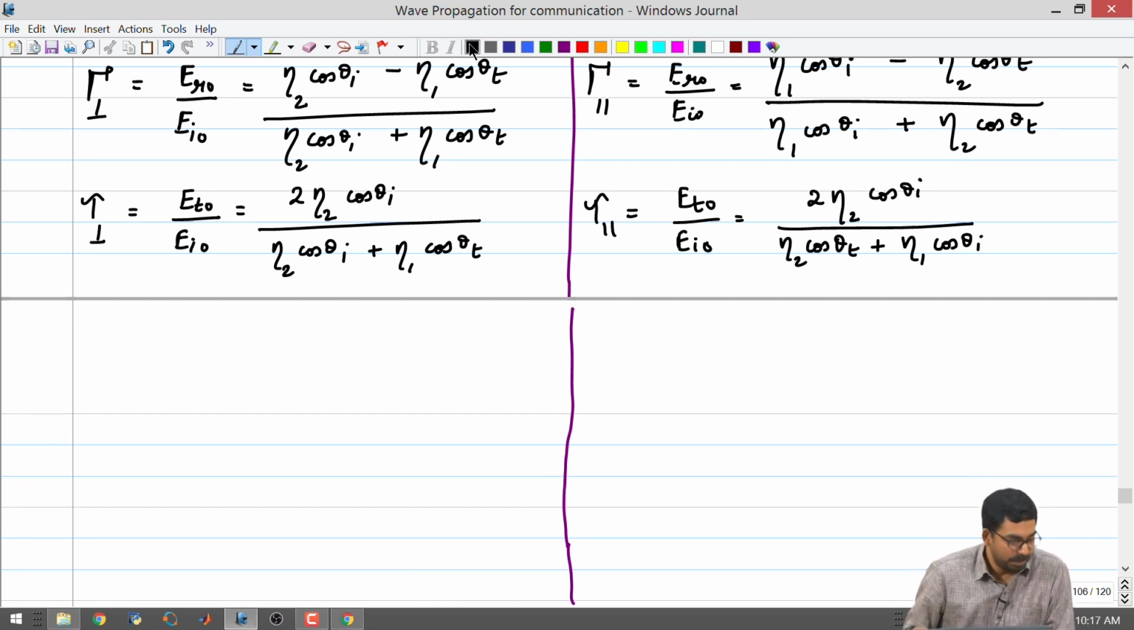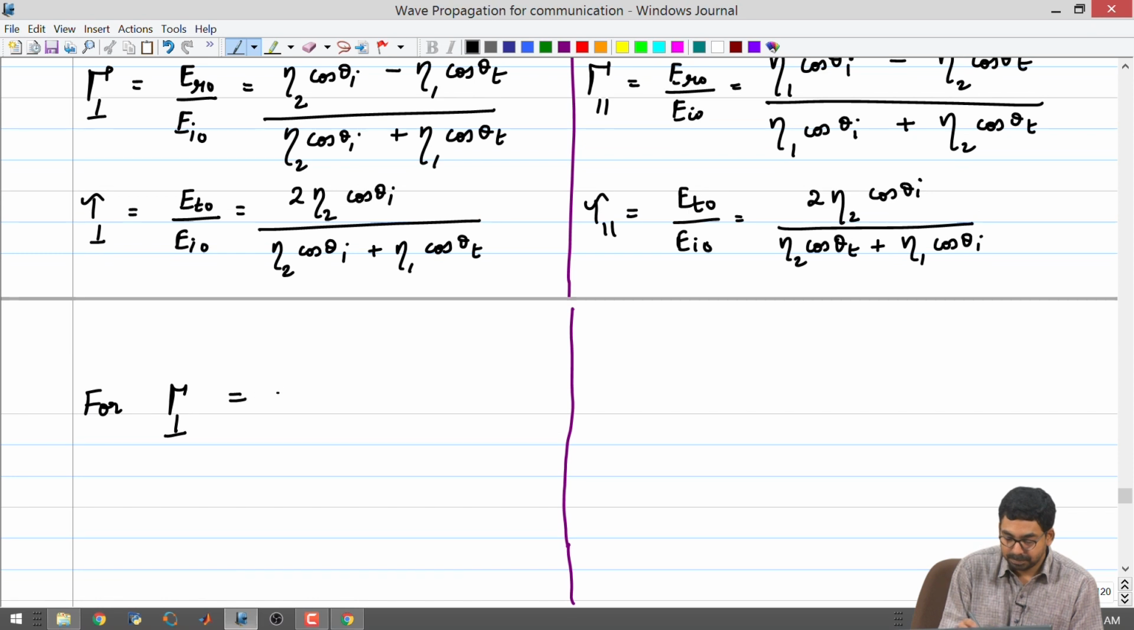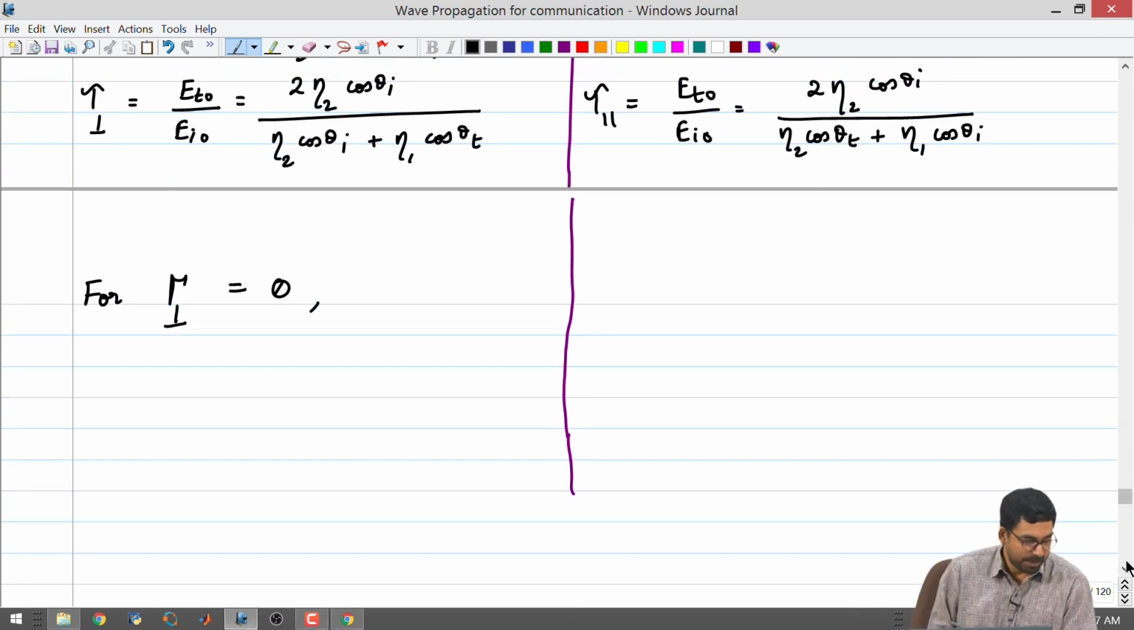Okay. So, let us take the numerator and just equate it to 0, and see what the consequence is or what the material configuration could be. So, for gamma perpendicular to be equal to 0, the only way is the numerator has to become equal to 0.